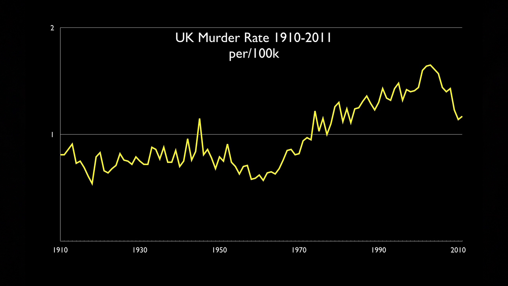So this is the historic murder rate of the UK over the last 100 years. And if we look back at 1910, they had a murder rate of 0.81. And you've seen a slow increase over the last 100 years to 2011, where they have a murder rate of 1.2. So that's a 50% increase over the last 100 years. Now their murder rate did peak in 2003. It peaked at 1.7, and they have seen a small decline.